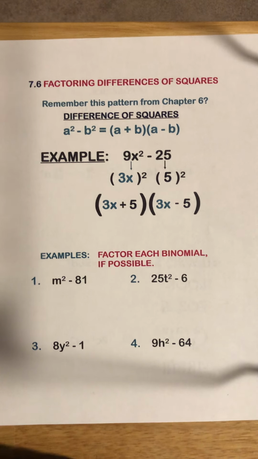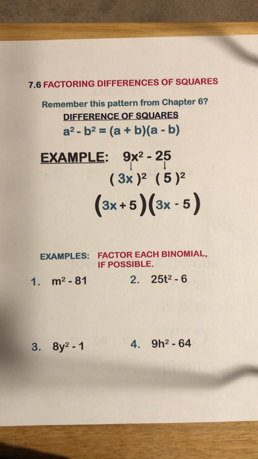One of the parentheses will have a plus sign. One of them will have a minus sign. It does not matter which gets which. If you want the plus sign in the first parentheses, put it there. If you want it in the second parentheses, you can put it there. But you have to have one with a plus and one with a minus. That's how this pattern works.